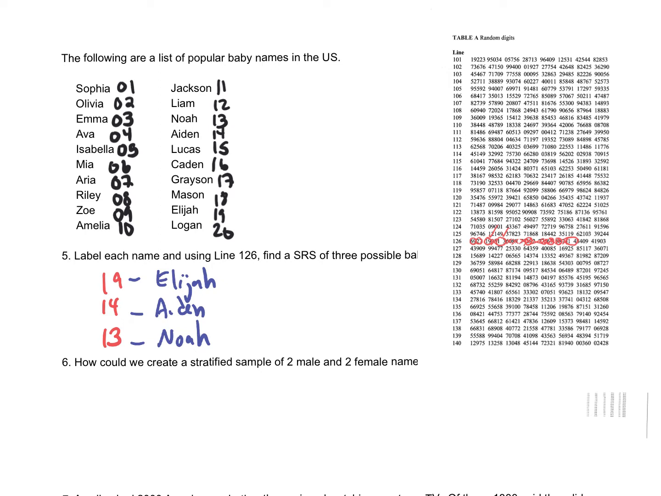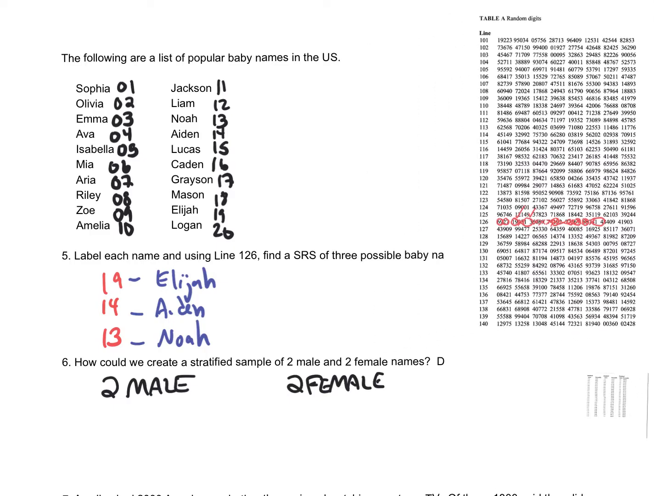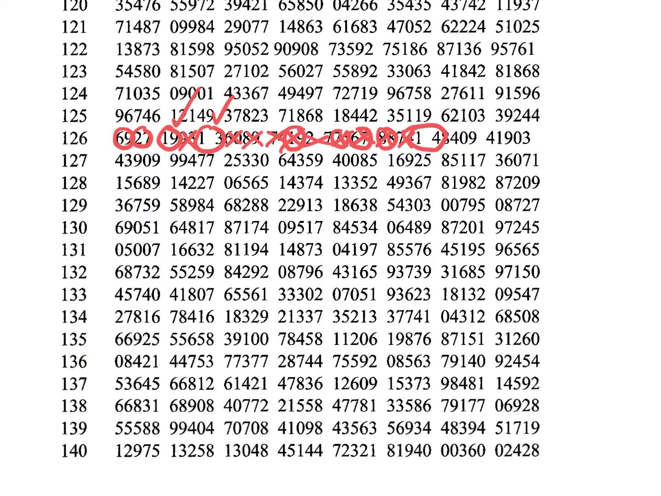Now, number 6 says, could I create a stratified sample where I have 2 male and 2 female names? So above I just had 3 random names. What if I wanted 2 male and 2 female names out of this list? Okay. So what I'm going to do is go to line 130. I'll first pick the 2 males. For males, I'm looking for something between 11 and 20. Do I have any numbers between 11 and 20?